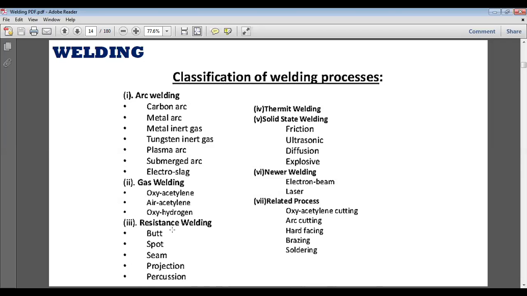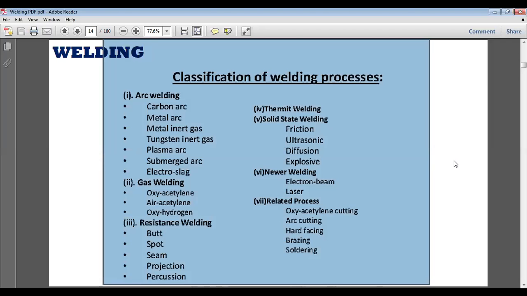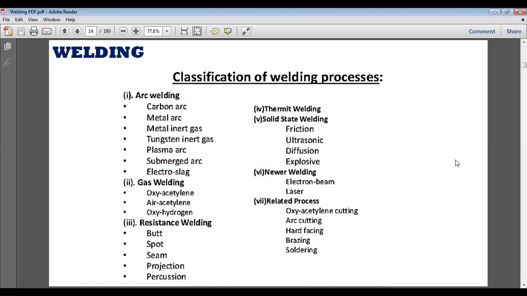In resistance welding, we'll be discussing all the five types: butt, spot, seam, projection, percussion. In thermit welding, we'll be having discussions. In solid state welding, we discussed friction, ultrasonic, diffusion, explosive, all these. And newer welding, that is the latest techniques or high energy rate processes, that is called electron beam, laser beam, and related processes are also considered, like brazing and soldering we'll be discussing.